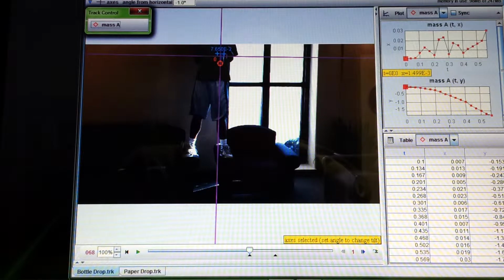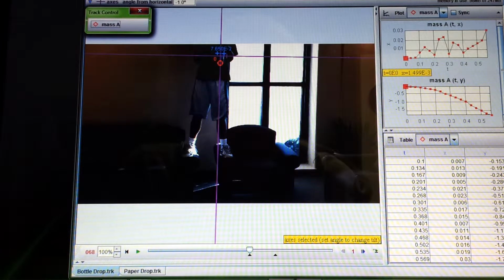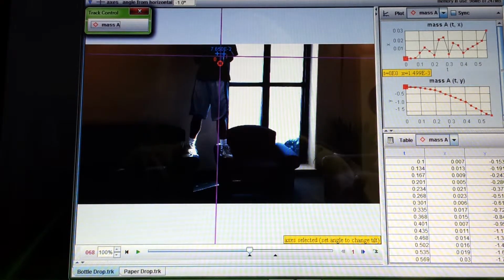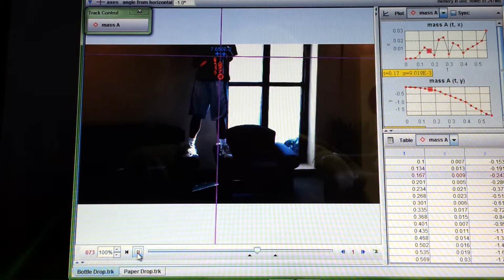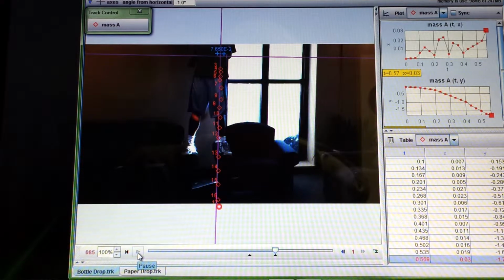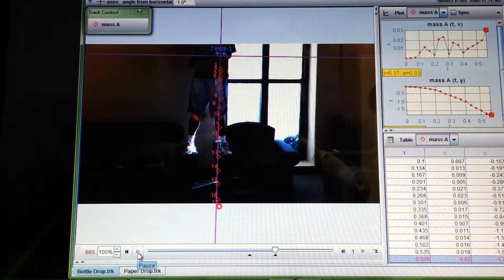I chose frames 68 to 85 of the video in order to encompass the full fall of the bottle. The total time of this video was 0.6 seconds, and the total distance that the object fell was 1.7 meters. As you can see here, when the video runs, the point mass follows it to the bottom where it impacts.